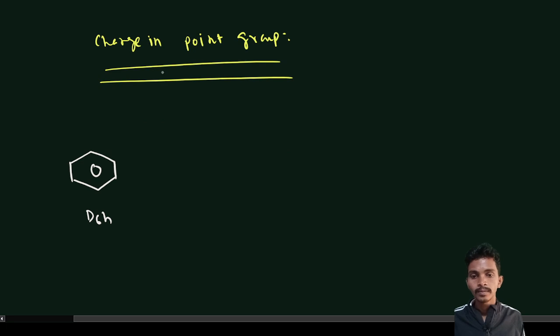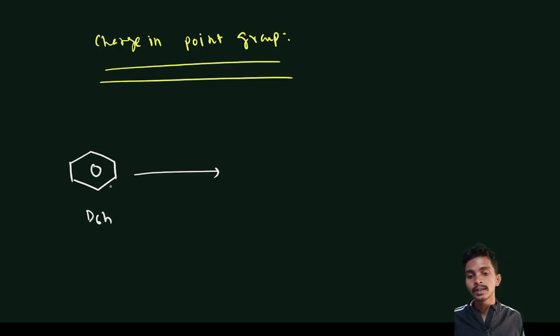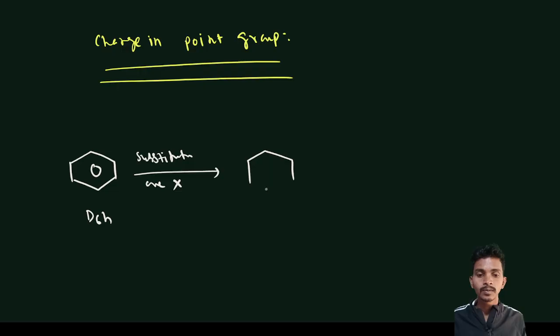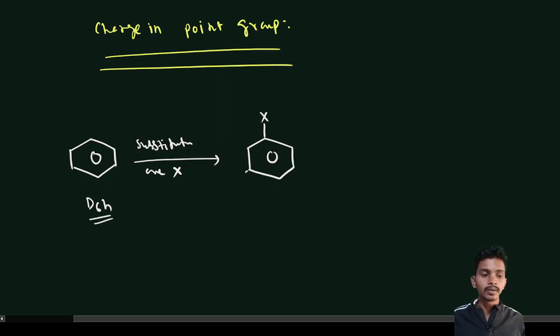So now, if we change the point groups, if I replace one of the hydrogens, all the hydrogens are there. If I substitute one halogen X in place of hydrogen, then what will it look like? Here X will come. So now, D6H is the point group.